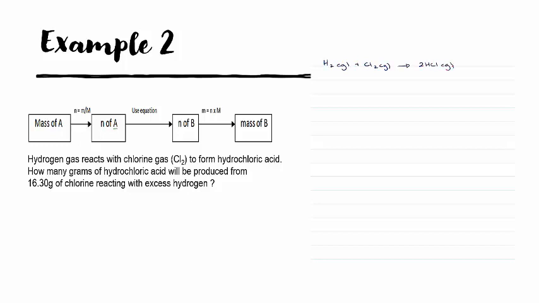Okay, you'll notice that the question talks about excess hydrogen. All that means is that we've got plenty of hydrogen to completely react with the chlorine gas. So in other words, we don't need to worry about the amount of hydrogen. It's the number of moles of chlorine that's going to be the limiting factor. That's the one that we need to worry about. The hydrogen, we've got plenty of that. Okay, so in the question, we've been told that we've got 16.3 grams of chlorine. So the first step following our flow chart again is to work out the number of moles of chlorine gas.